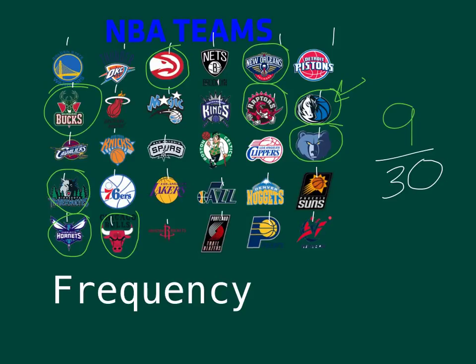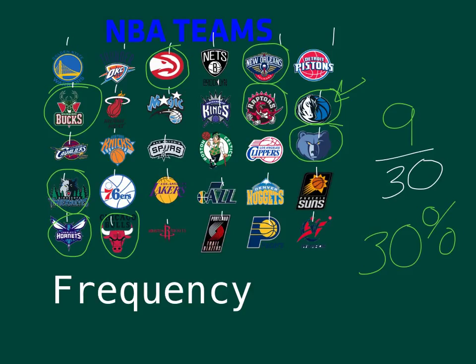So there's our frequency. If someone said, what's the frequency of NBA teams with an animal in their logo? I could say it's 9 out of 30. Or I could figure out the percentage. In this case, the percentage is approximately 30%, give or take. So that's my frequency. The frequency of teams in the NBA that have an animal in their logo is 30%.